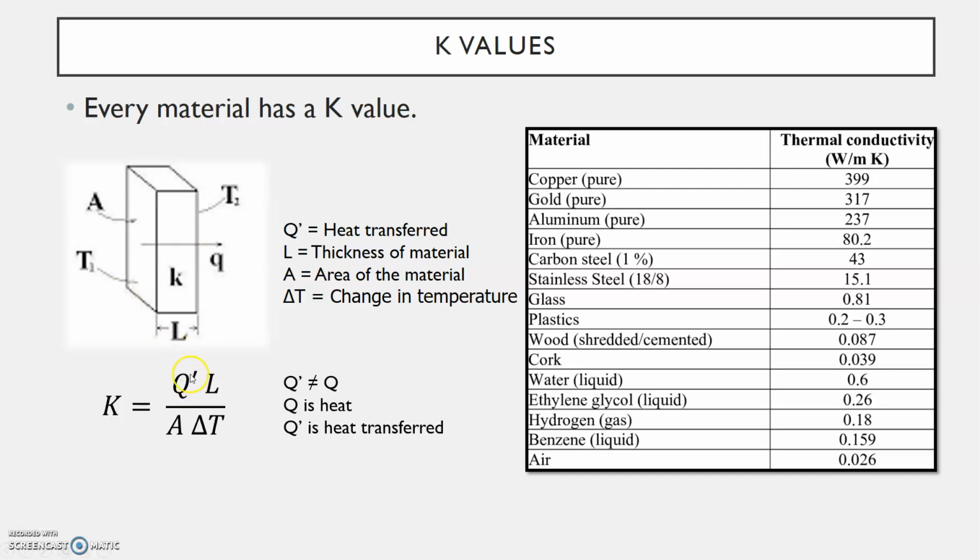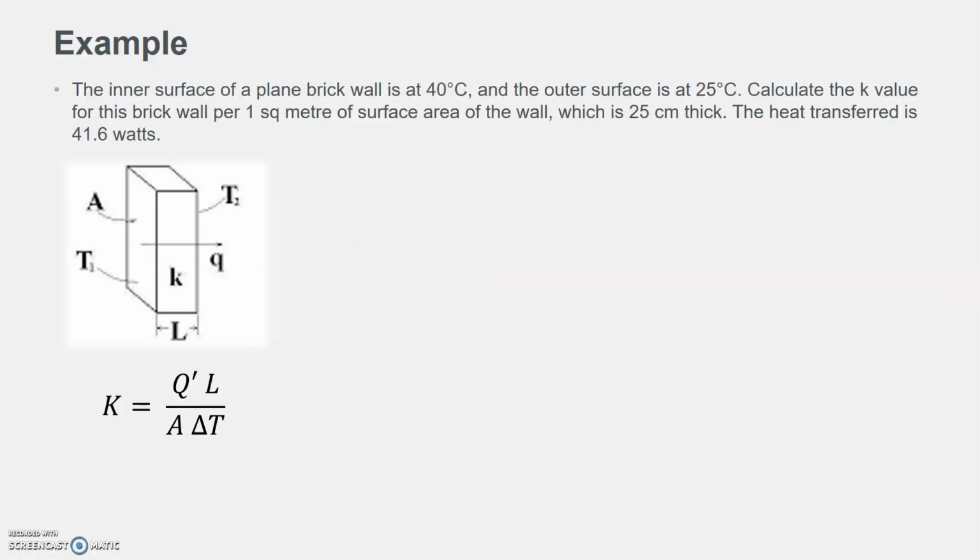Notice that this is Q prime, or Q with an apostrophe. This is not the same as heat. This gets really confusing and I apologize, but Q prime is not the same as Q. Q is heat, while Q prime is heat transferred. So this is different. We're now starting to get multiple symbols, and things are changing a little bit.